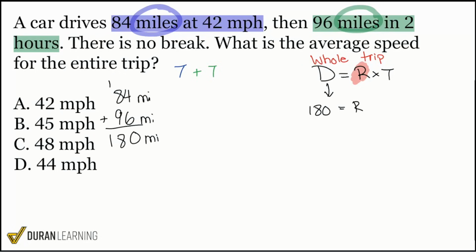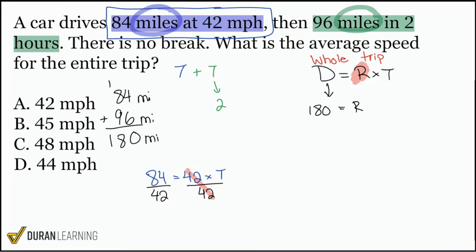So the time for the second part's actually given to us as 2 hours already. The first part, we see 84 miles, 42 miles per hour. We can create a distance, rate, time formula specifically for the first part. 84 miles is the distance for the first part. 42 miles per hour is the rate for the first part. And we'll find the time for the first part. So now that we're here, we'll divide both sides by 42, here and there. And once we do that, it cancels out on the right side, and we get 2 hours. Again, that's for the first part of the trip. So boom, we have that right there.